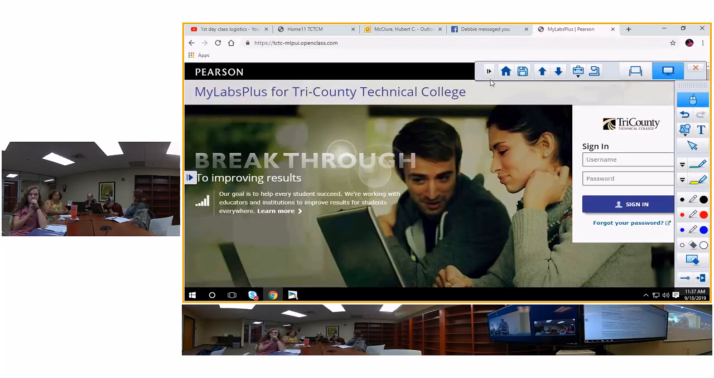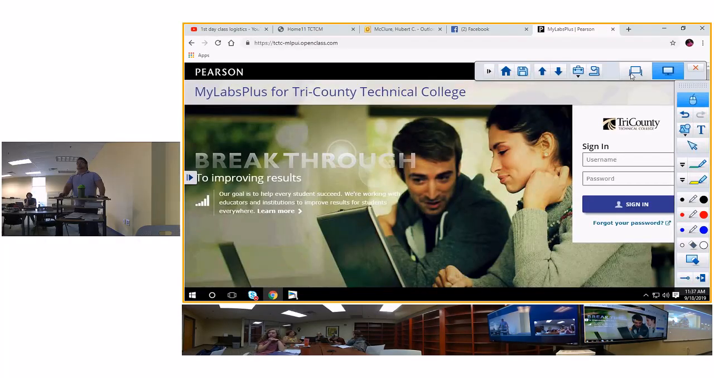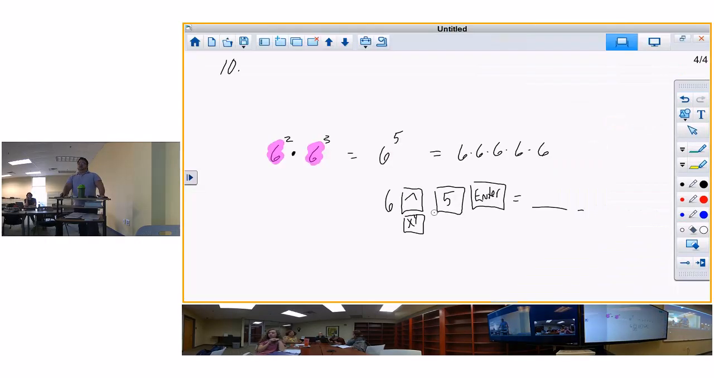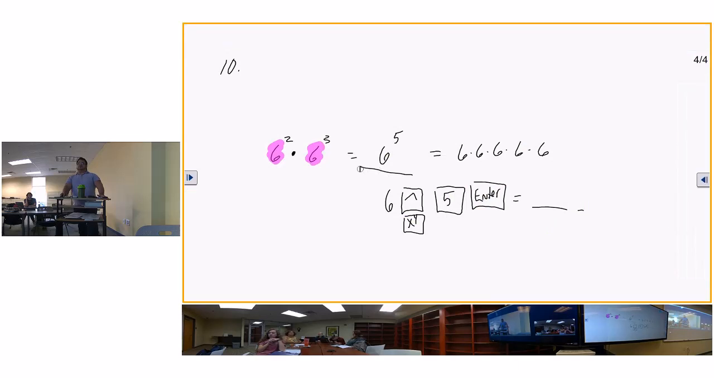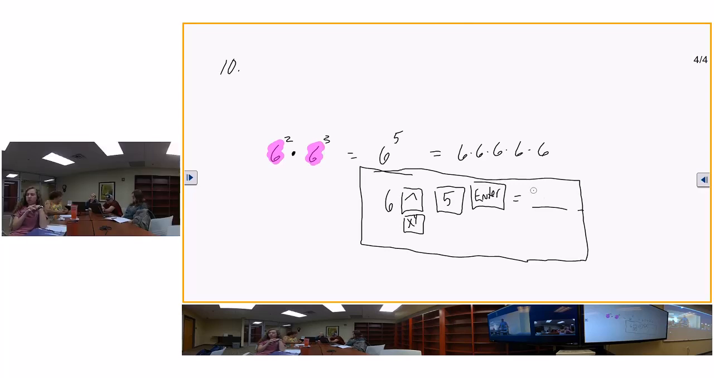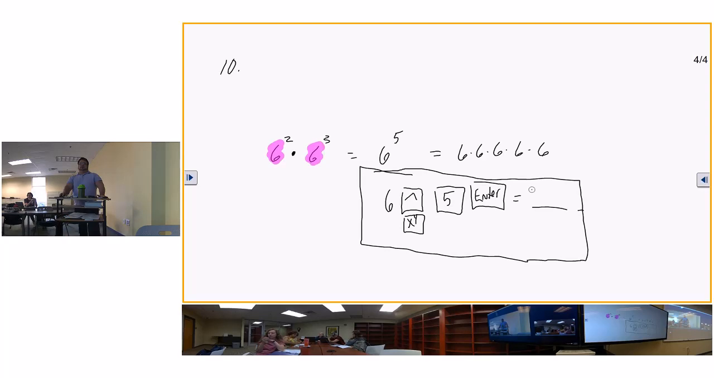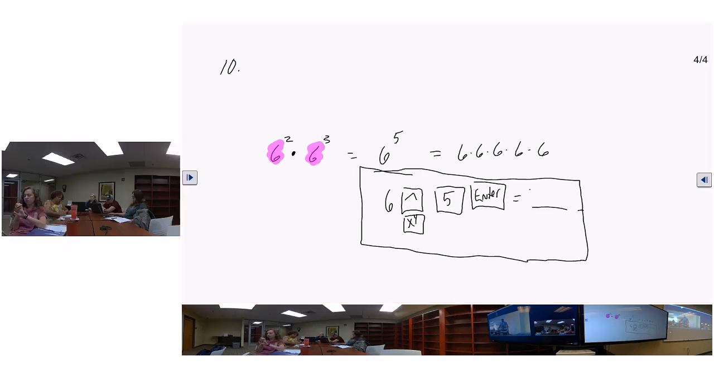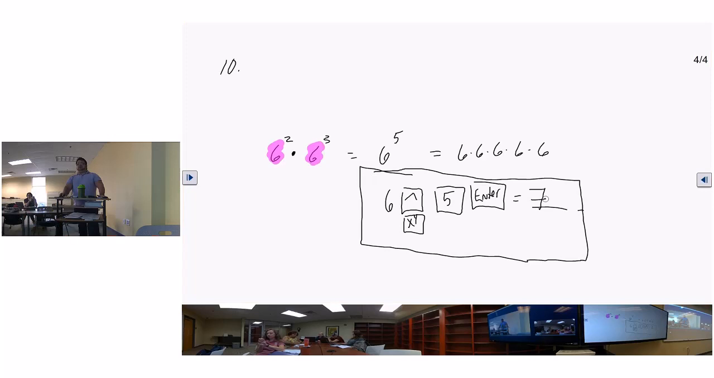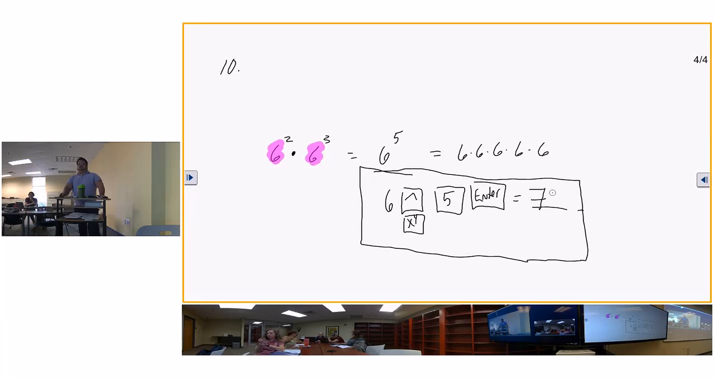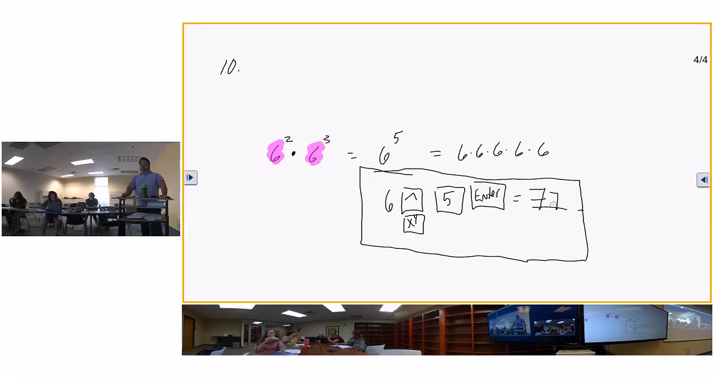Hold on. Let me go back to the whiteboard. This is what you need to put in your calculator. I got that, 7,776. That should be the answer. So we don't write it with the exponent? No, you write it 7,776. What did you say? 7,776.